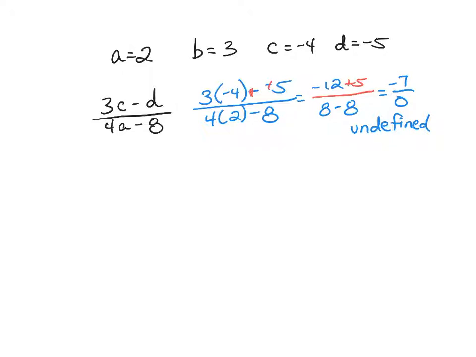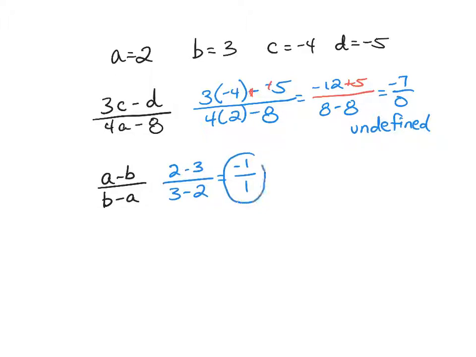One final example, a subtract b over b subtract a. If I put in the information, I'm going to have 2 subtract 3 over 3 subtract 2. And now if I just go through and solve that, 2 subtract 3 gives me a negative 1, 3 minus 2 gives me a 1, and negative 1 divided by 1 gives me a final answer of negative 1. Make sure you do not leave it written as a fraction. You can simplify that down just to a negative 1.